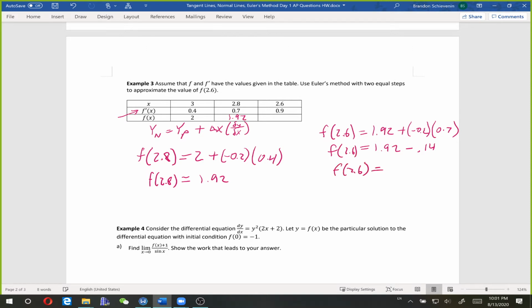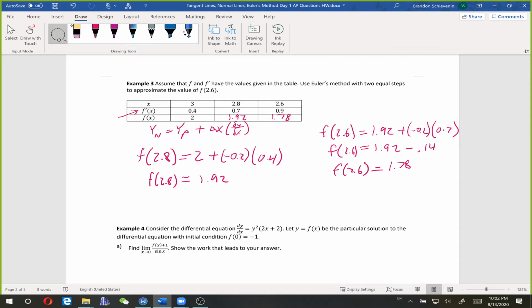F of 2.6. Okay, so I got 1.78, right? Yes. Cool. Any questions on that one? You pretty much walked me through it, so I think you knew how to do it. You just wanted me to confirm, maybe. All right.